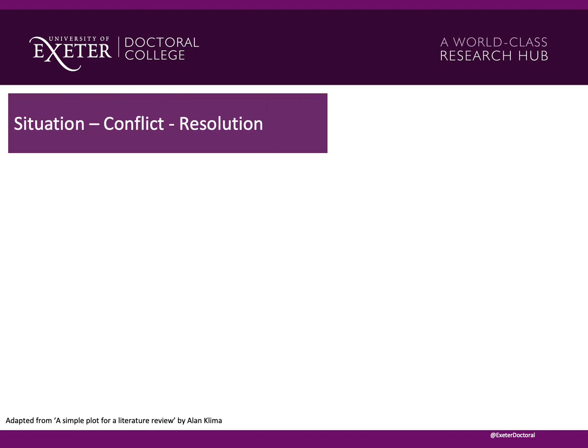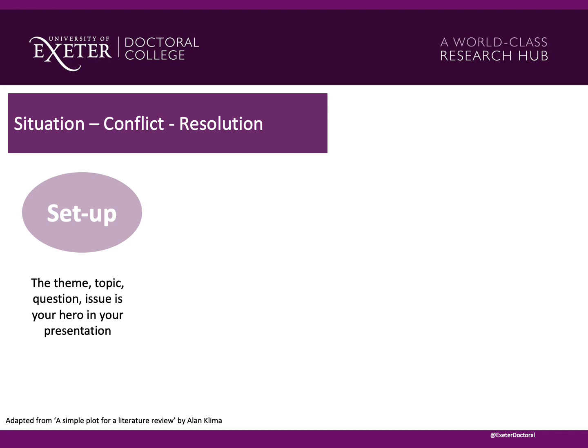The situation, conflict, resolution is a classic three-element storytelling structure linked by the words "but" and "therefore". Think of nearly any children's story and you can map this structure over it. We start with the setup. This sets the scene for the story and introduces the hero. In the context of a research presentation, your hero is your theme, topic, or question.